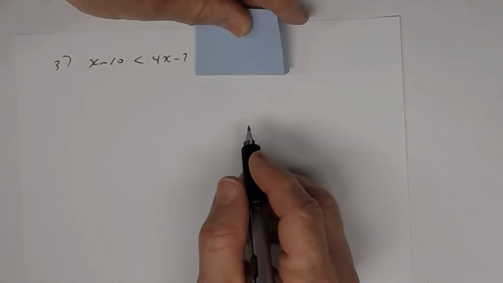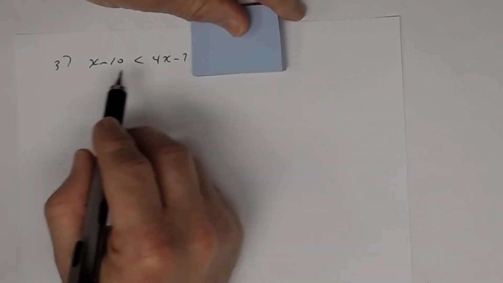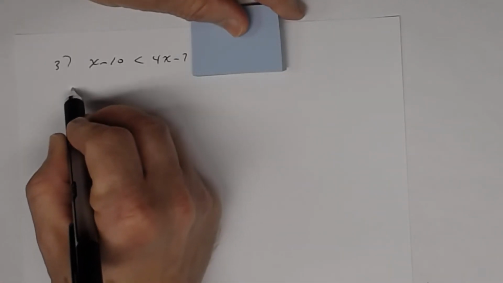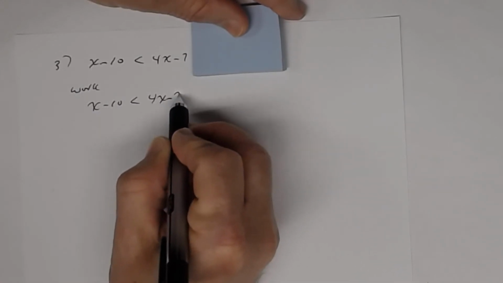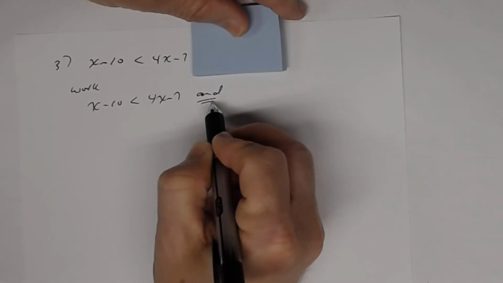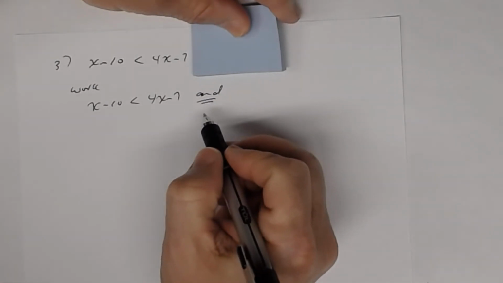So let's go ahead and do this. So you're going to cover this part up so you don't get confused. So here's your work. So you have x minus 10 is less than 4x minus 7, and you must put the word and. Put the word and.